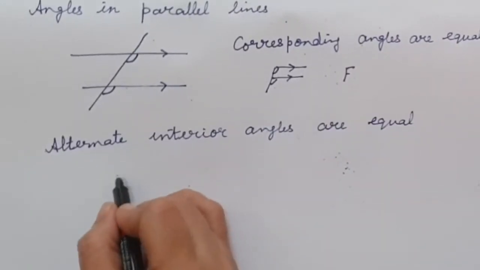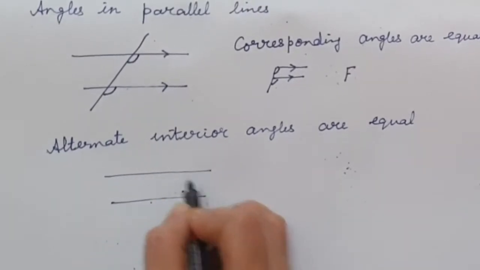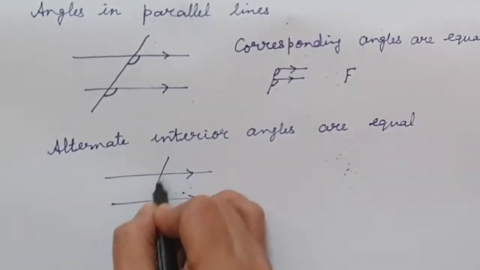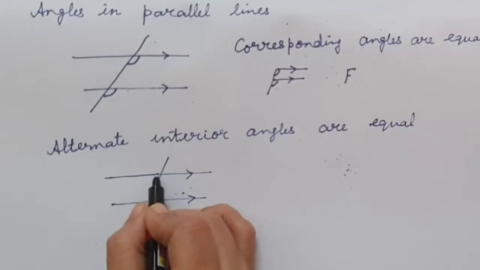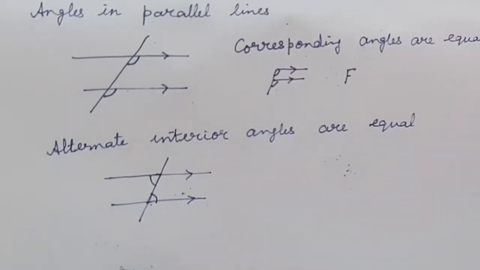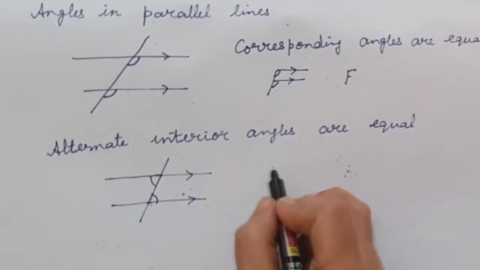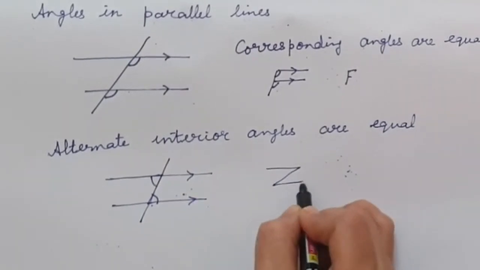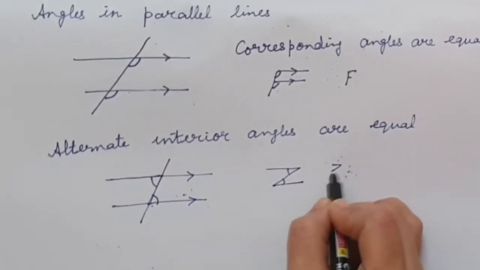Now the next thing is alternate interior angles are equal. Again between the parallel lines, if it forms an alphabet Z like this, then these two angles are alternate interior angles and they are equal. These alternate interior angles form an alphabet Z.